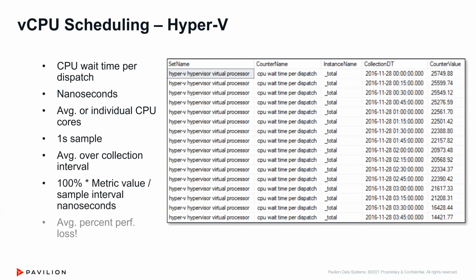They call it CPU wait time per dispatch. It's measured in nanoseconds instead of milliseconds, but same exact thing. Take the average or take the individual CPU cores, divide it by basically the sample interval in nanoseconds. So if you're collecting every 30 seconds, divide it by that. And again, average percent performance loss. You're going to find that you can do a lot more with the hypervisor than you might think.